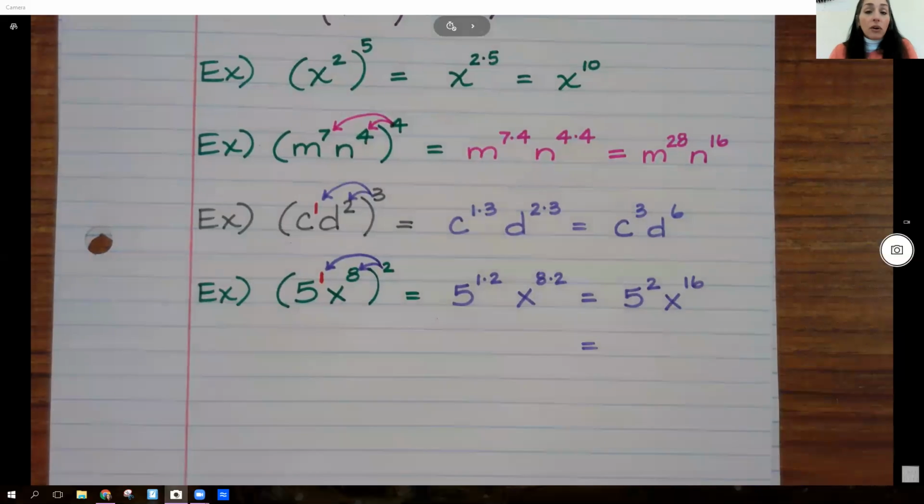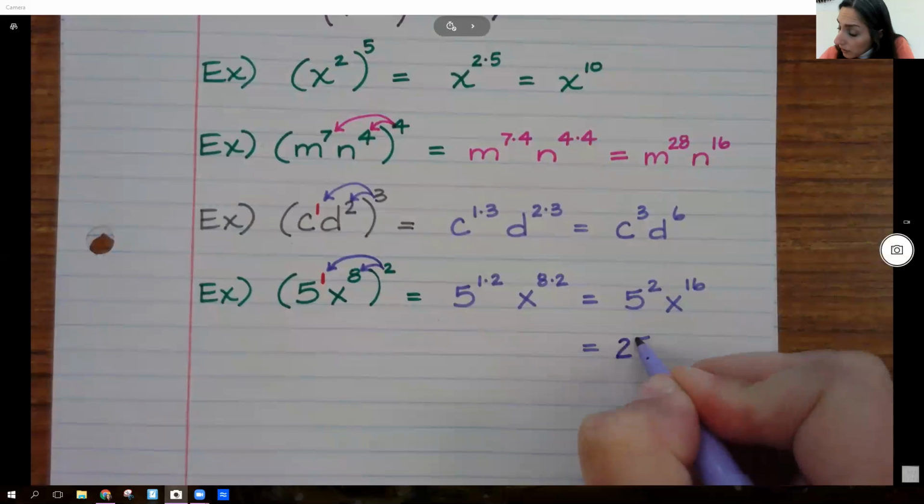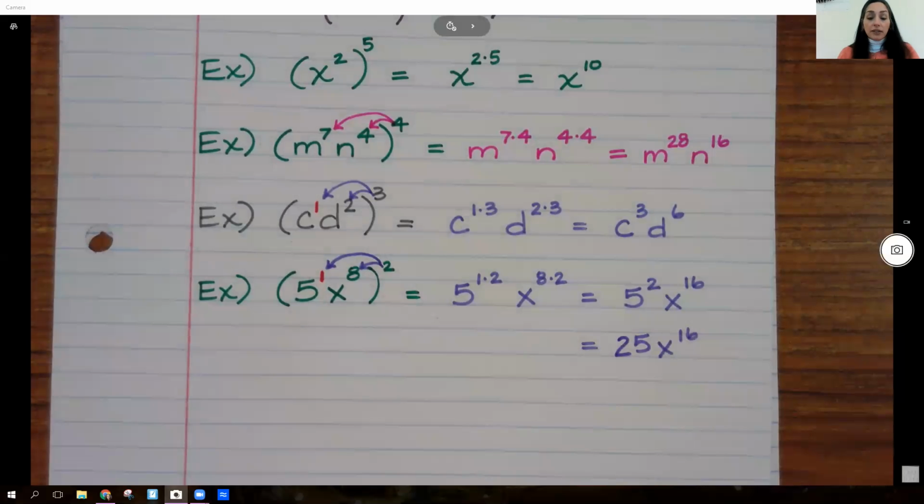Now, we can go a little farther with this because we can figure out what 5 squared is. You can either do it in your head or you can do it in Desmos if you need to. Sometimes these numbers get big really fast, like something raised to maybe the 4th or 5th power. So have Desmos open to help you out a little bit. So 5 squared, that's not too bad. 25 x to the 16th. And that's your answer for that one. Okay.